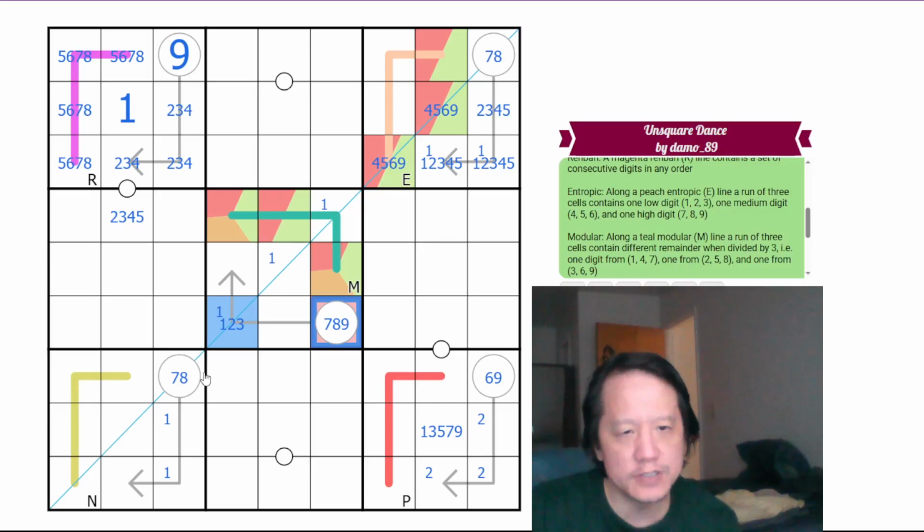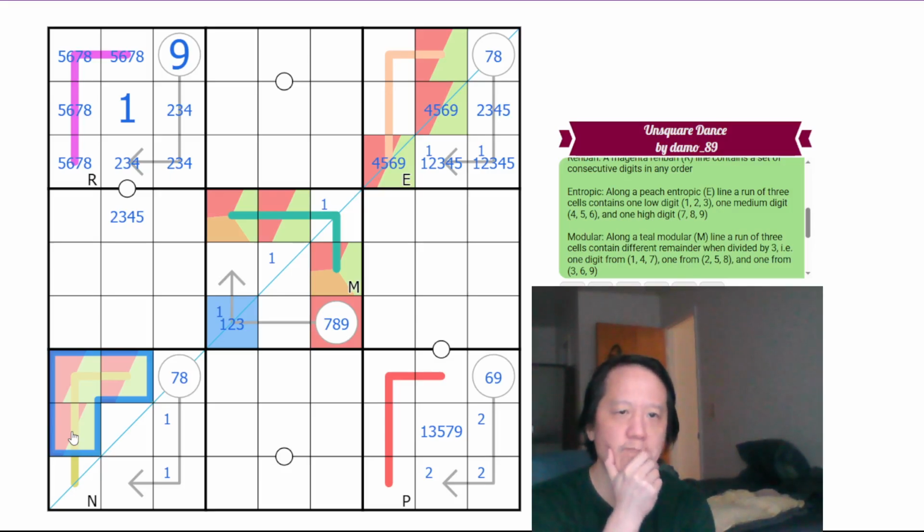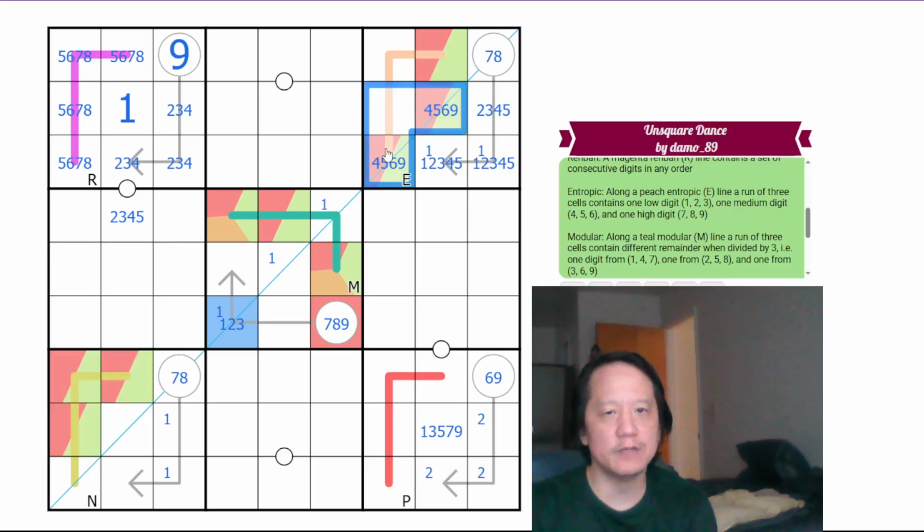So that means in the rest of box 7, this is one low. These are two lows here. That means the rest cannot be low. So these are high or medium. Interesting. 9, where is 9 in box 3? It must be one of those 3 digits.